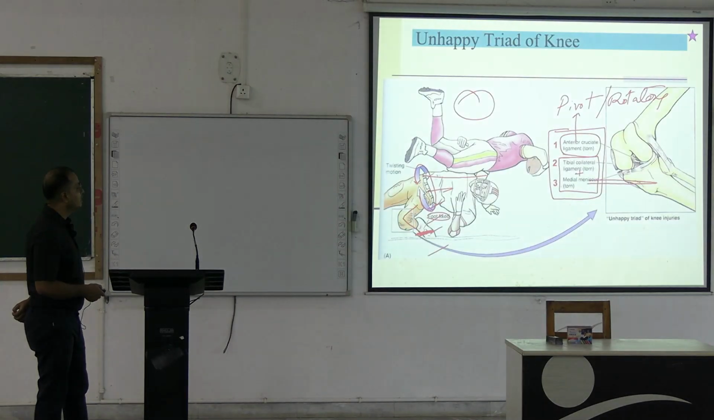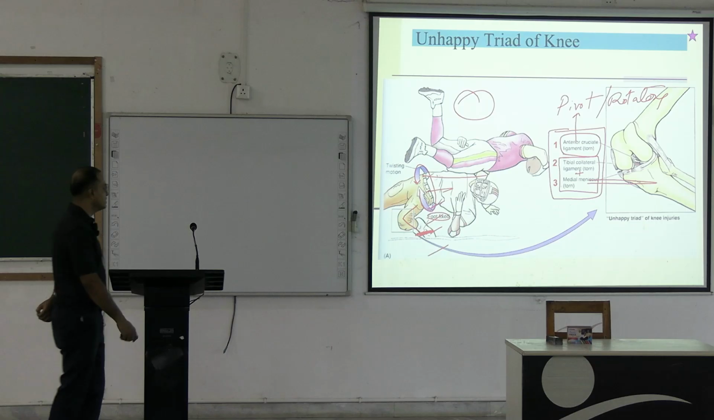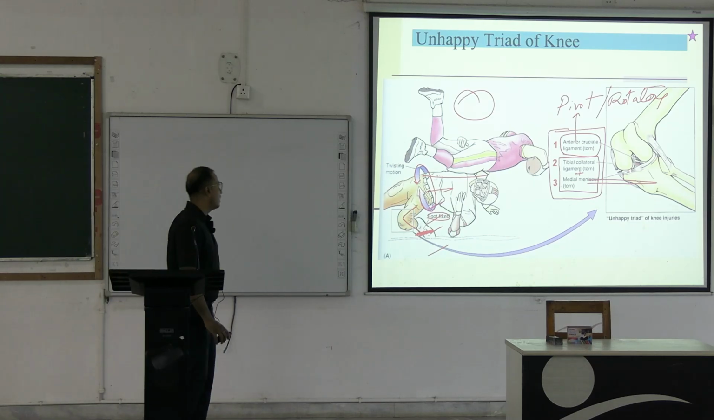If the menisci, as well as the anterior cruciate ligament, and the medial collateral ligament are damaged, we call this the unhappy triad of the knee. That means three components are damaged: anterior cruciate ligament tear, medial collateral ligament, also known as tibial collateral ligament damage, and medial meniscus damage, torn together, which happens most commonly in sports injuries. This is known as the unhappy triad of the knee joint.